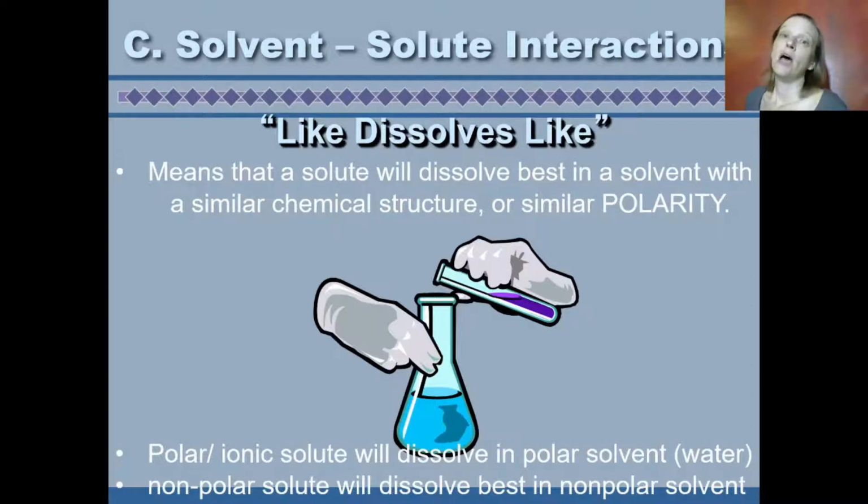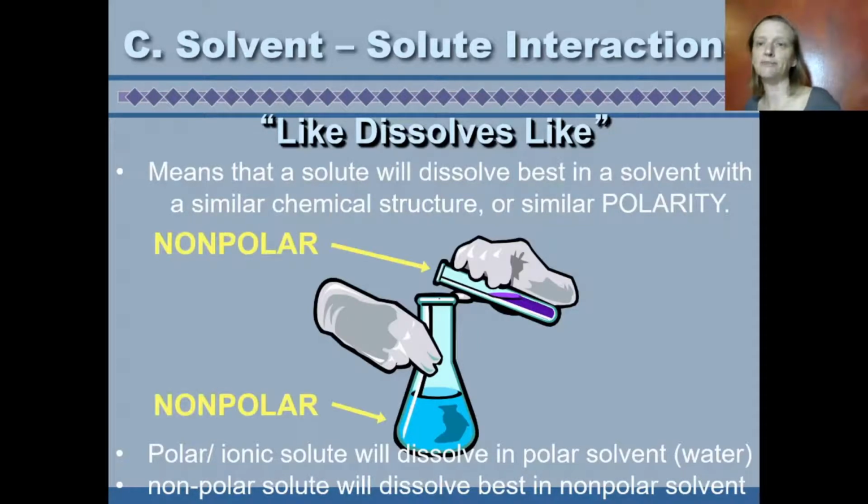And chemicals with similar polarities are more likely to dissolve in each other. So for instance, if you have a nonpolar solute, it will dissolve in a nonpolar solvent. If you have a polar solute, it will dissolve in a polar solvent. But you can't mix and match, like a nonpolar solute will not dissolve in a polar solvent. So you need to match polarity in order to have a solute dissolve in a solvent.